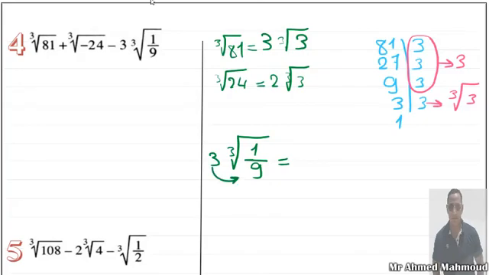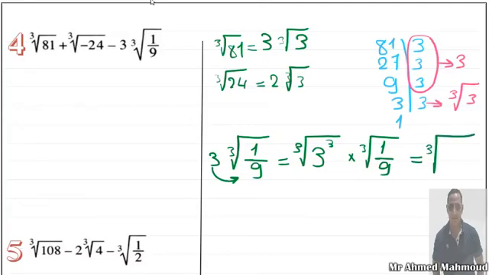How? 3 equals cubic root of 3 to the power of 3. Again, 3 equals cubic root 3 to the power 3 times cubic root 1 over 9. And then I'm going to multiply the two roots together like this: cubic root of 3 to the power of 3 times 1 over 9 equals 3. Then the final answer of this one is cubic root 3.